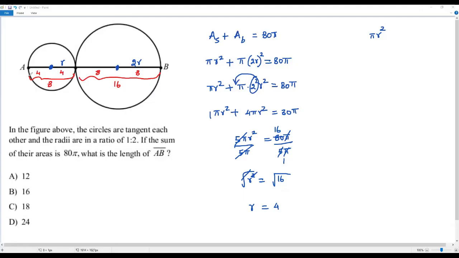Okay, so to get the length of the line segment AB, we have to add the diameter of the smaller circle and the diameter of the bigger circle. That is, AB equals the diameter of the smaller circle, 8, plus the diameter of the bigger circle, 16. Then we get 8 plus 16, 24 units. Okay, here I got the length of the line segment AB, that is 24. We got this 24 in answer choice D. The correct answer choice for this question is D.